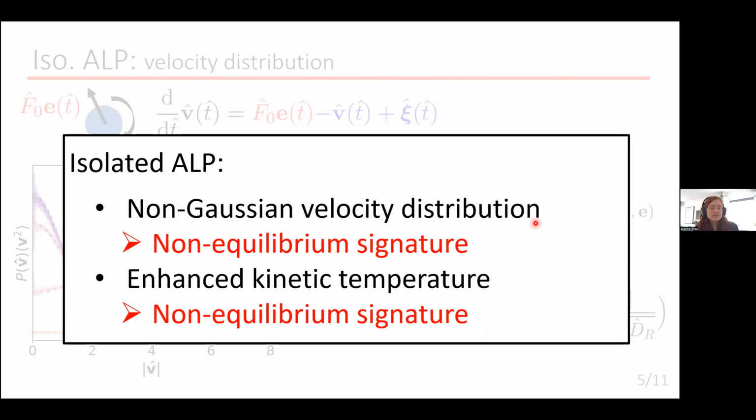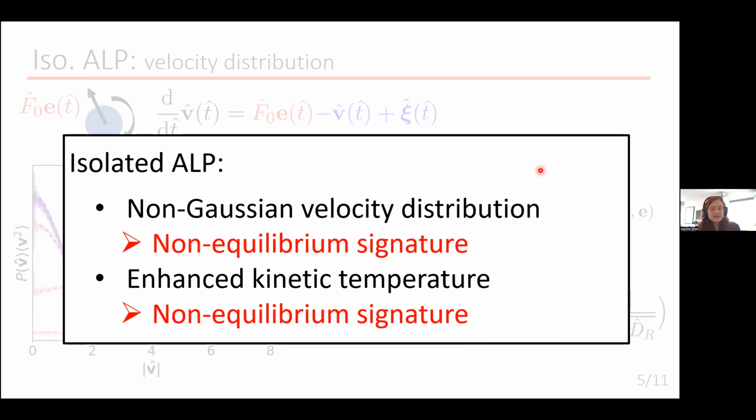So we've already seen for the isolated active Langevin particle that we have two non-equilibrium signatures. First of all, we see an enhanced kinetic temperature, which we can detect if we have information about the bath to which the active Langevin particle is coupled. And second, we have a non-Gaussian velocity distribution, which is a non-equilibrium signature that we can detect just by looking at the trajectory of the particle.